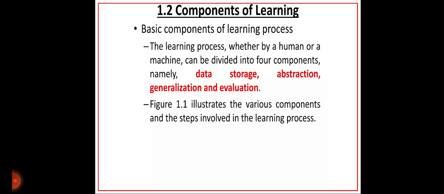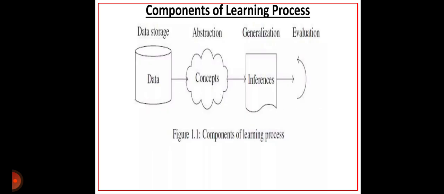What are the components of learning? Basic components of the learning process. The learning process, whether by a human or machine, can be divided into four components, namely data storage, abstraction, generalization, and evaluation. The figure in the next slide shows the various components and steps involved in the learning process. Data storage, abstraction, generalization, evaluation.